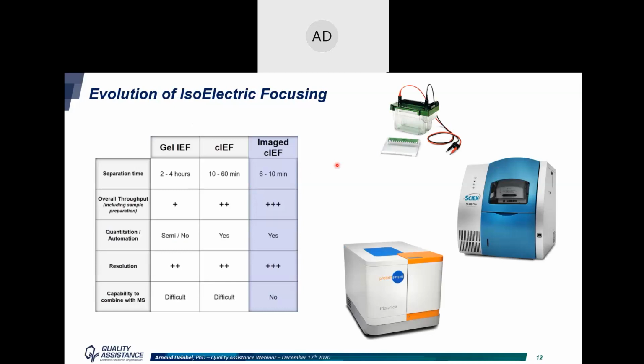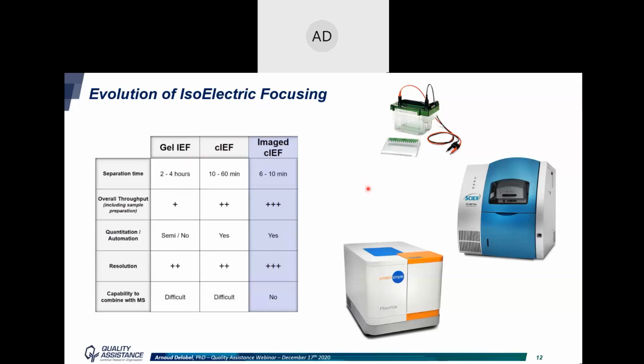As I said, this can be done either in gel, so that's the old way of performing isoelectric focusing, or by capillary IEF, but also imaged capillary IEF. In a gel, the problem is that the throughput is quite low and the separation time is quite high, so it can take several hours. The resolution is not bad, but you have this drawback in terms of throughput.